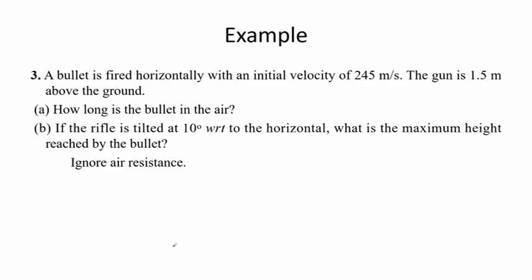Let us look at this example. A bullet is fired horizontally with an initial velocity of 245 meters per second. The gun is 1.5 meters above the ground. Letter A, how long is the bullet in the air? Letter B, if the rifle is tilted 10 degrees with respect to the horizontal, what is the maximum height reached by the bullet? Note that air resistance has been ignored, so we can assume that the acceleration along the x-axis is 0 and the velocities along x are the same.